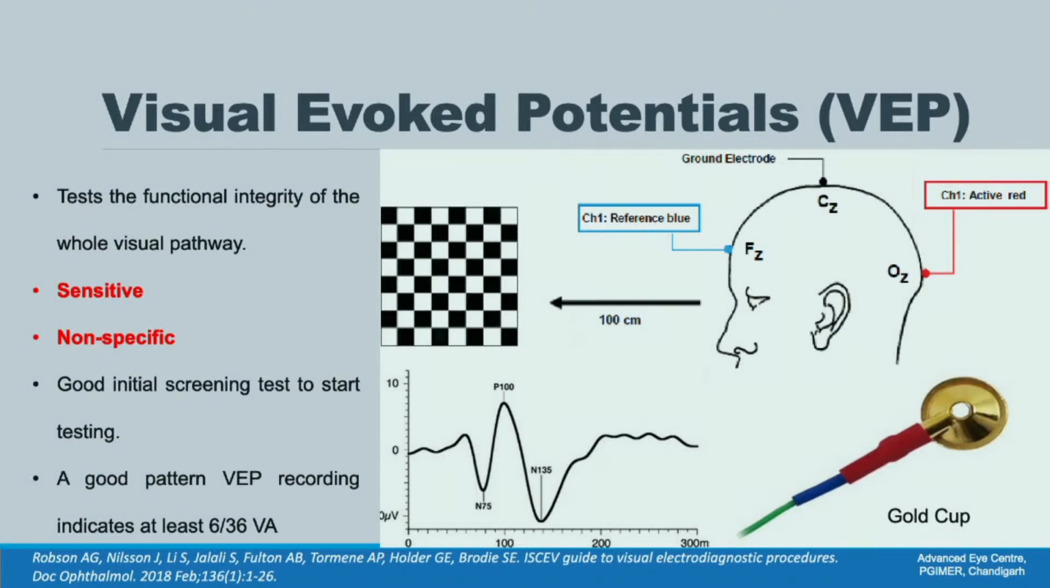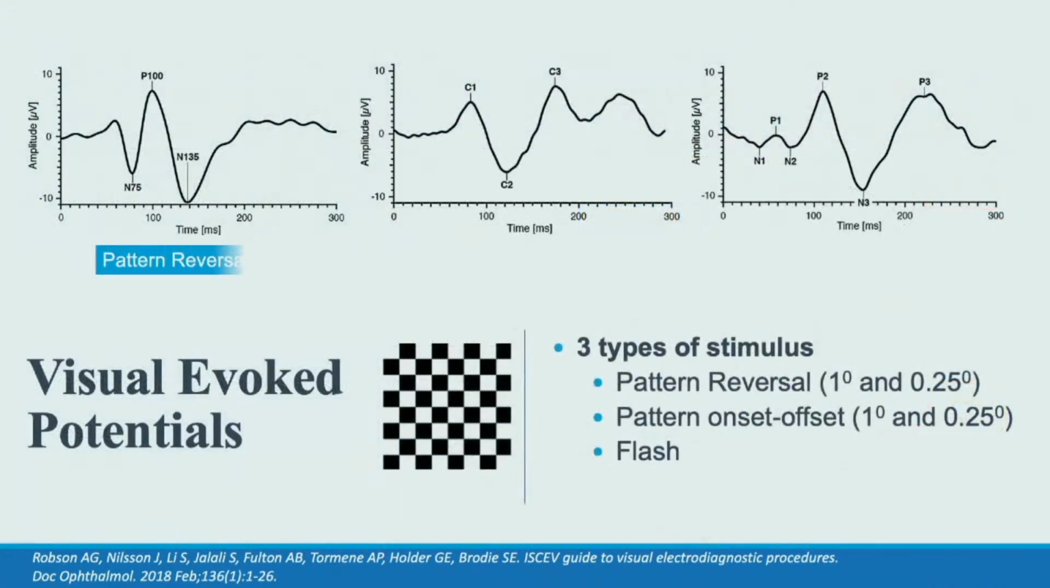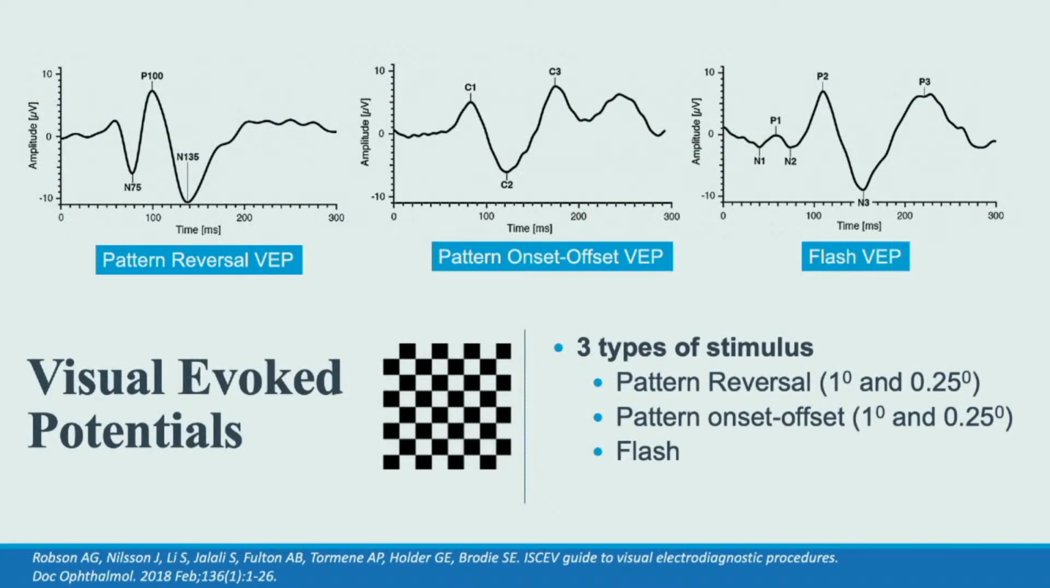So this is typically how a patient would be tested for VEP. You have the gold cup electrodes, where the active electrode goes near the visual cortex, the reference electrode on the forehead, and the ground electrode, which is attached to the top of the head. The patient sits in front of a screen which gives different kinds of stimulus, and you get some waveforms.